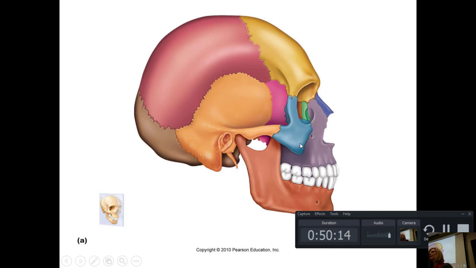And it forms the bottom of the eye socket as well. So when someone gets punched in the face and they break that bone, they also often will break the lower portion of the eye socket as well. The person's face gets really swollen.